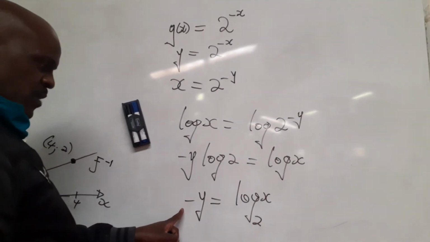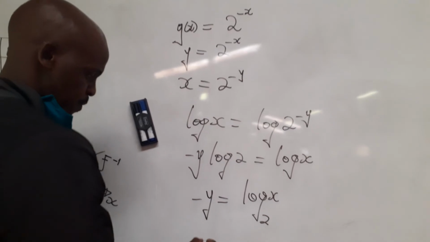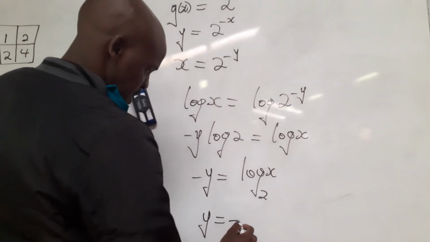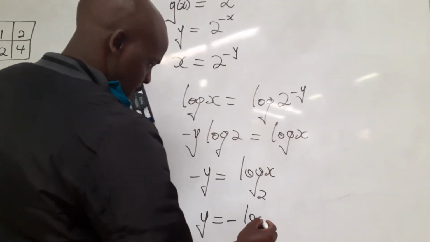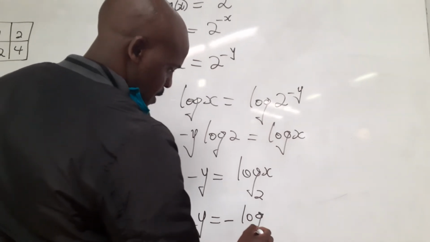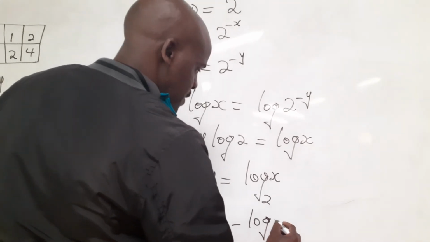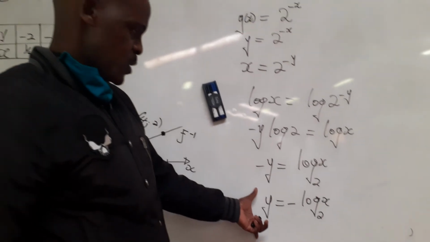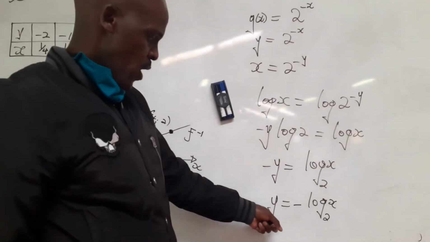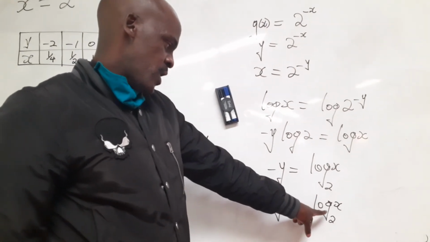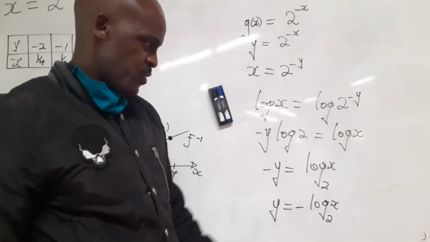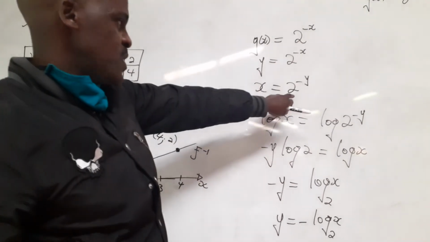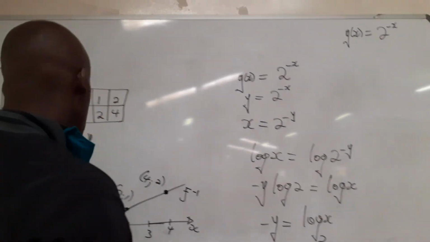And then we multiply by that negative to this. Therefore, our y will be equal to negative log x base 2. That's how our inverse will be looking like. It's y equals negative log x base 2. So to sketch the graph of the inverse again, we use that.